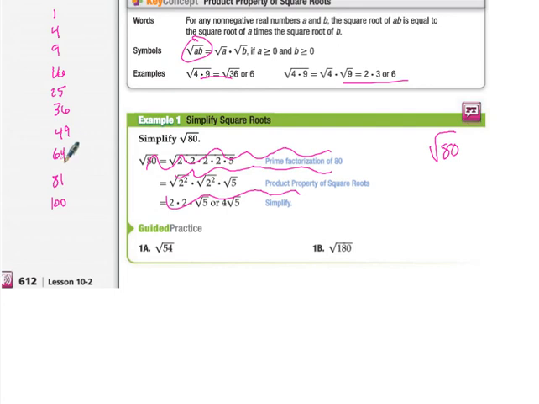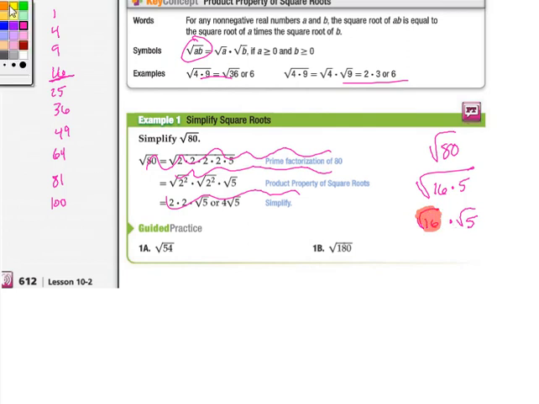You can check these in your calculators if you need to, hopefully you don't need to. Is 80 divisible by 64? No. Is 80 divisible by 49? No. Is it a factor? 36 is not a factor of 80, neither is 25. 16 is. So I'm going to change the square root of 80 so that it is the square root of 16 times 5. I'm just rewriting it so that it looks different. Then I can separate that: square root of 16, square root of 5. I did that because 16 is a perfect square. So now I can write my answer as 4 times the square root of 5. That's how I do it.